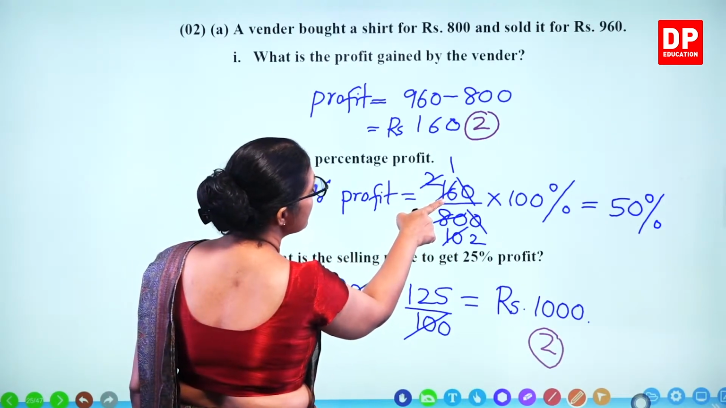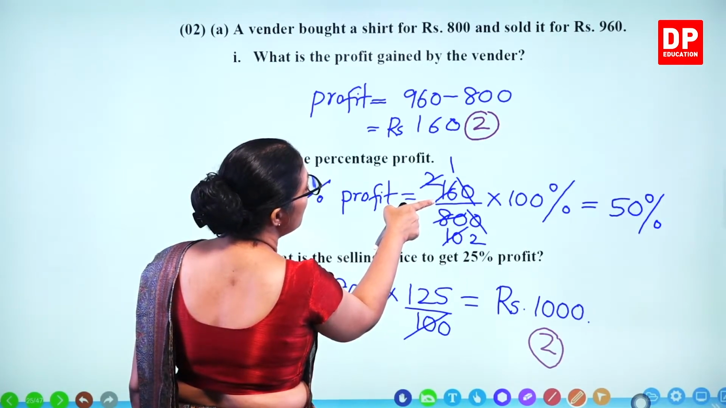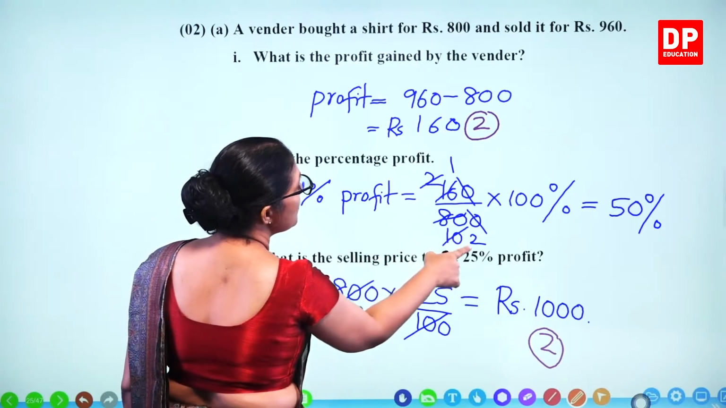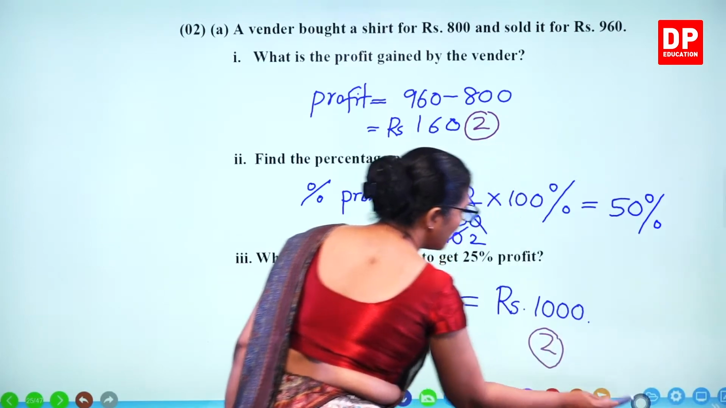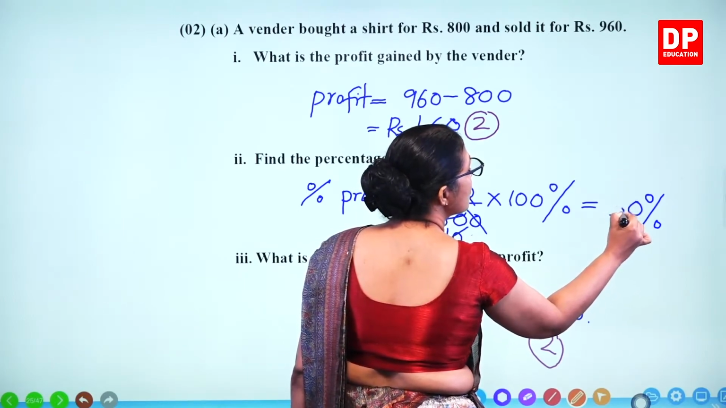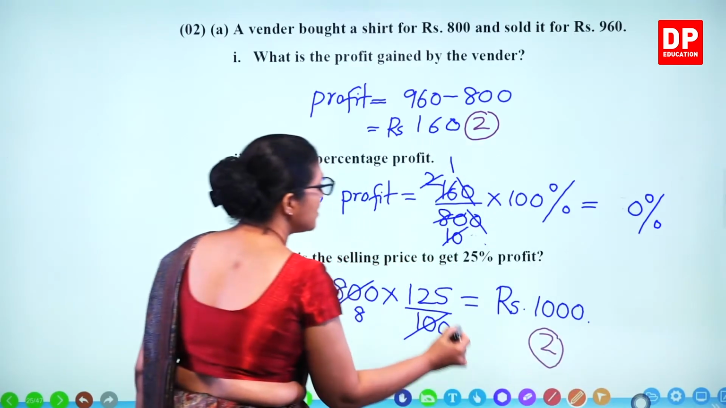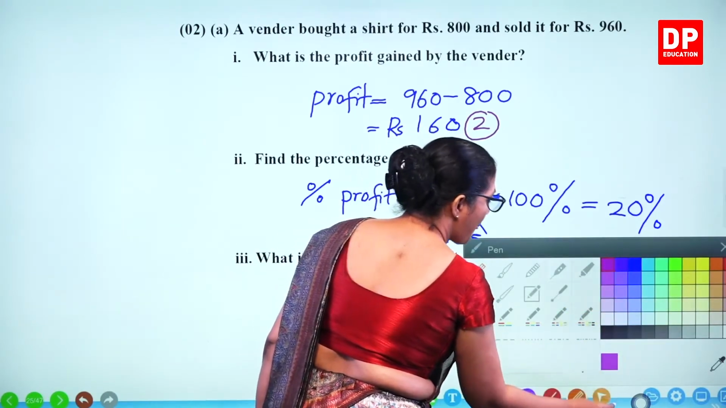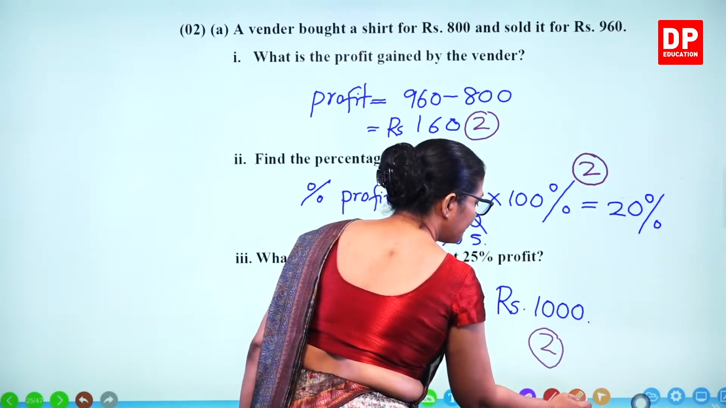Our calculation is 160 over 800. So 0 here. 8 times 2, 8 times 10. So 2 times here. What's the mistake? 2 times 5. Here 2 times 5 is 10. So 100 divided by 5, you get 20. So this is 5. 100 divided by 5, that's 20%. So 20% is the answer. So you get 2 marks there.